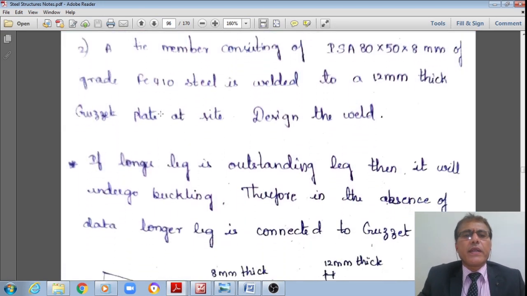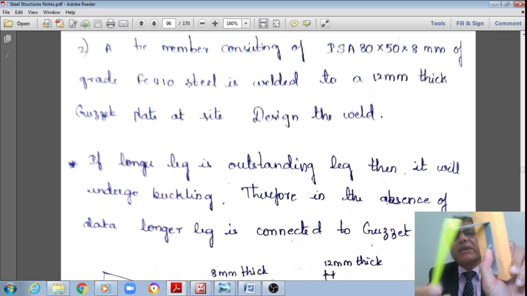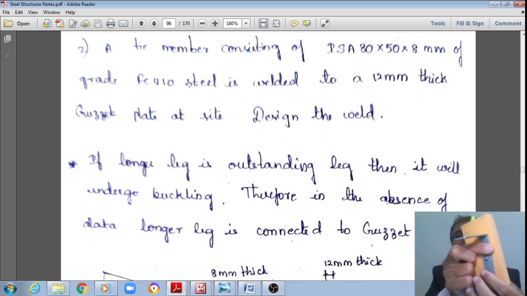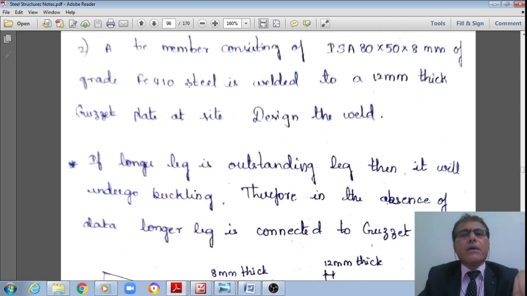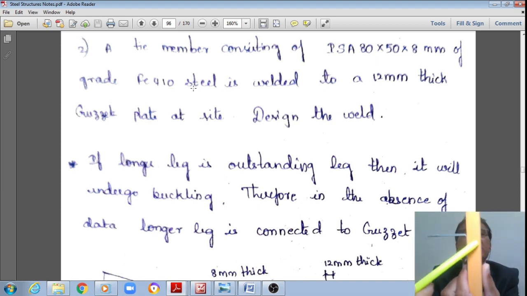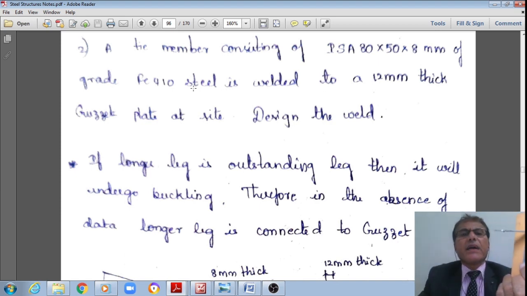The next problem, student, right? A tie member consisting of ISA 80 by 50 by 8 mm is of the grade Fe410 grade steel. It is of Fe410 grade steel. And just I am showing this ISA 80 by 50 by 8 mm, right? Is to be welded to a 12 mm thick gusset plate. This is the 12 mm thick gusset plate.